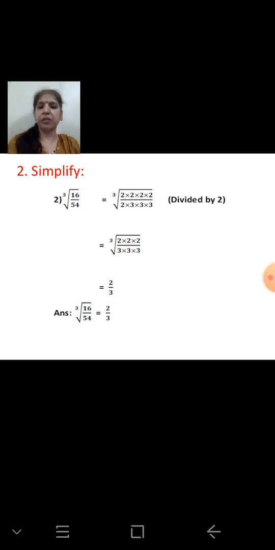That is the cube root of 2 into 2 into 2 upon 3 into 3 into 3. The way it is shown, you write like that. And then I have to select one number from each group as I have to find the cube root. So it is 2 upon 3. So the final answer is, the cube root of 16 upon 54 is 2 upon 3.